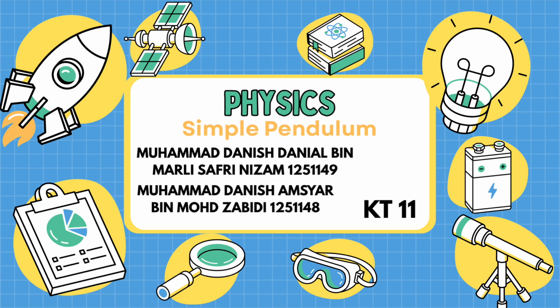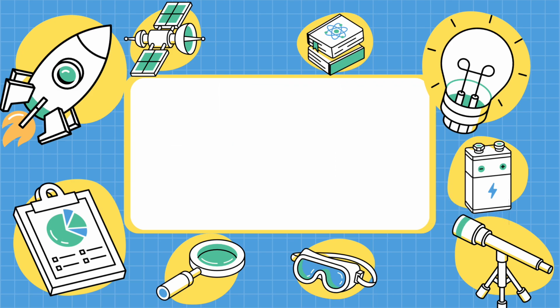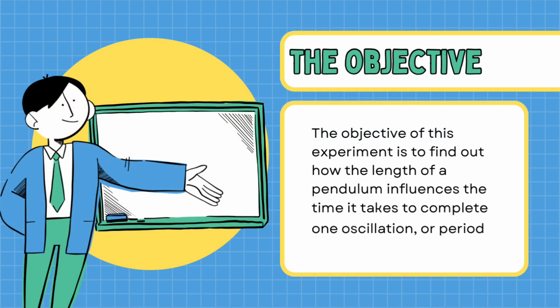Today we will present our pendulum experiment, where we studied the relationship between the length of a pendulum and its period. This is our second slide. The objective is to investigate how the length of a pendulum affects its period of oscillation, that is, the time it takes to complete one oscillation.